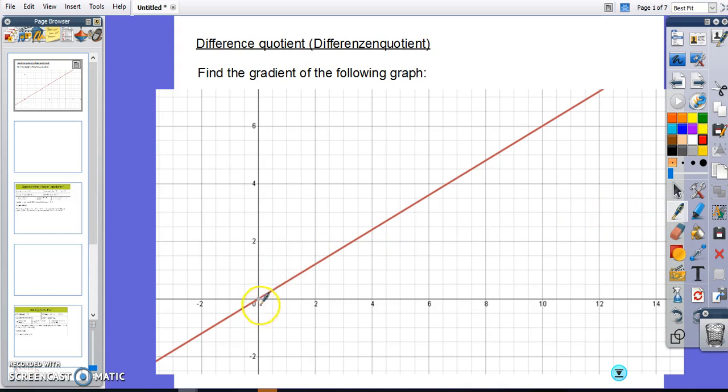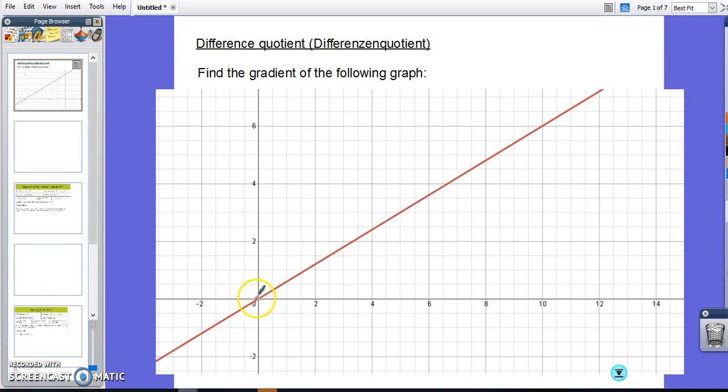What you need to do is find 2 points on the function, so 2 points where it goes through a point that we recognize. So here's our first point. We know it goes through the point 0, 0. And if we look along, I can see that it also goes through this point, where x is 10 and y is 6. And we can use a thing called the difference quotient, I've given it to you in German here as well, to enable us to find the gradient of any graph. So this works for any graph.